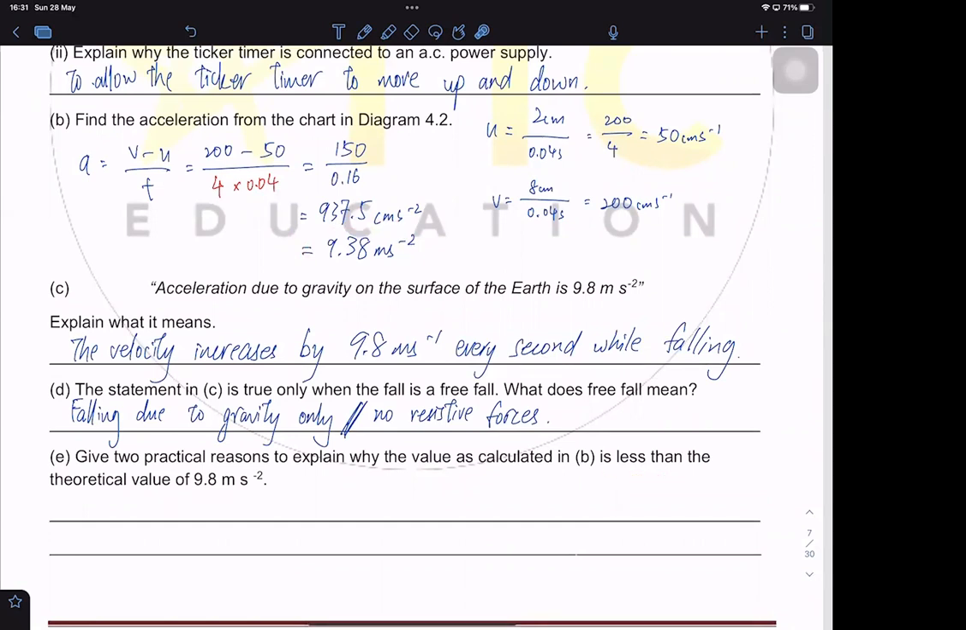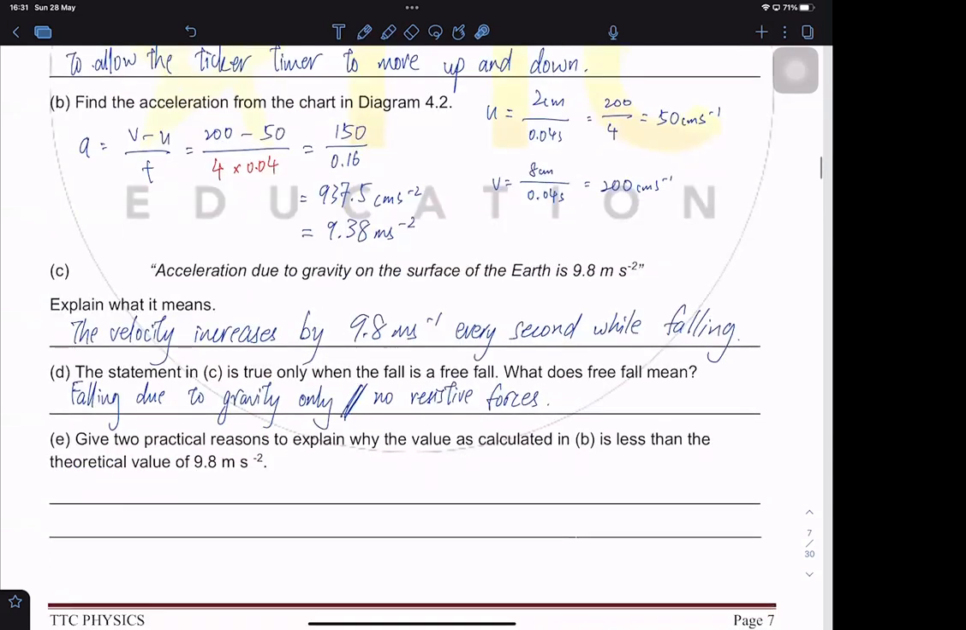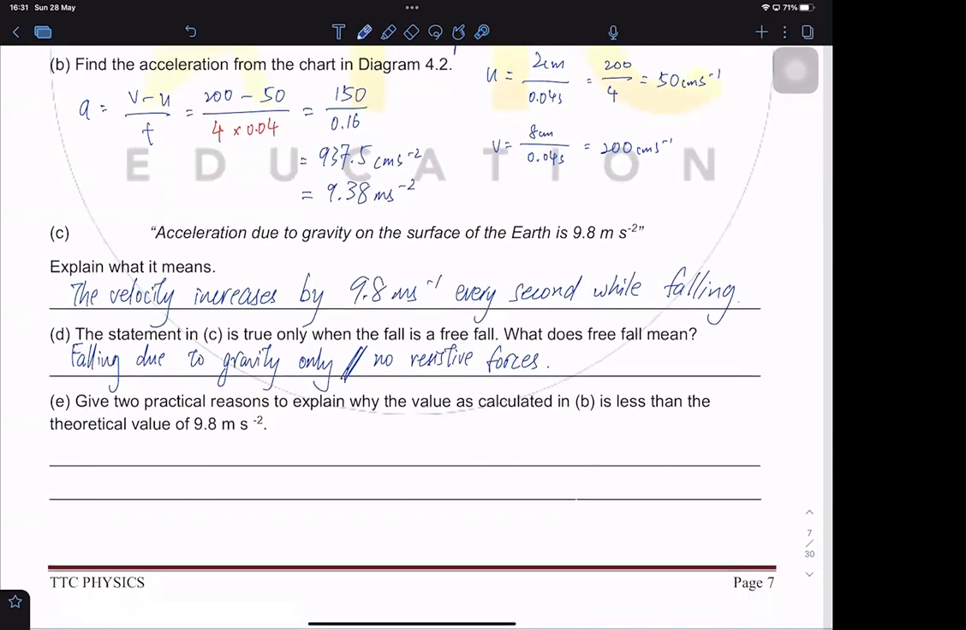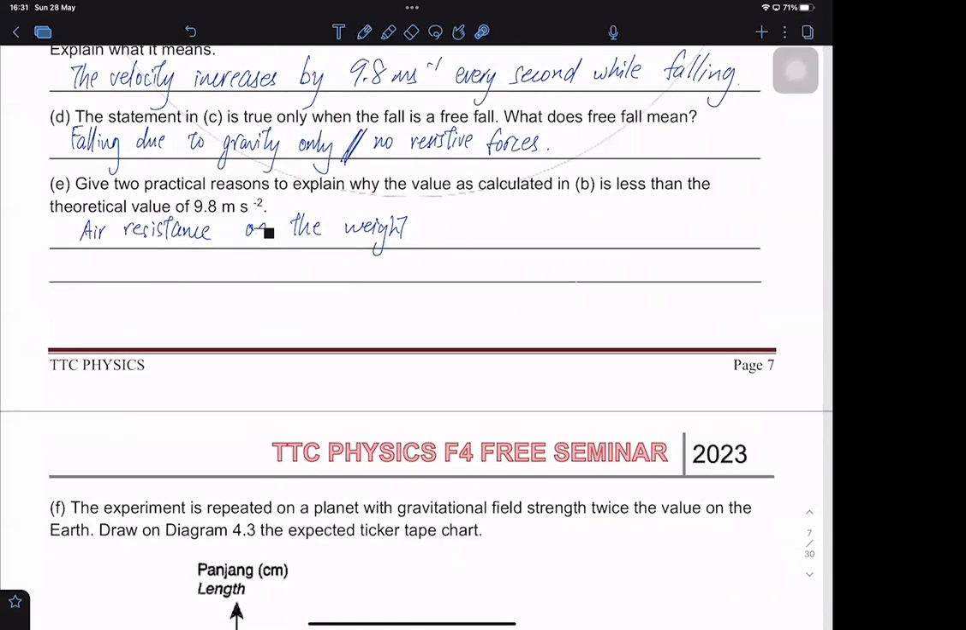So first thing first, when this thing falls down, or when anything falls down on Earth, why can it not fall at 9.8? Because there's always air resistance. There's always air blocking. So you say air resistance on the weight. The object is called the weight. This thing here is called the weight. There's air resistance on the weight.